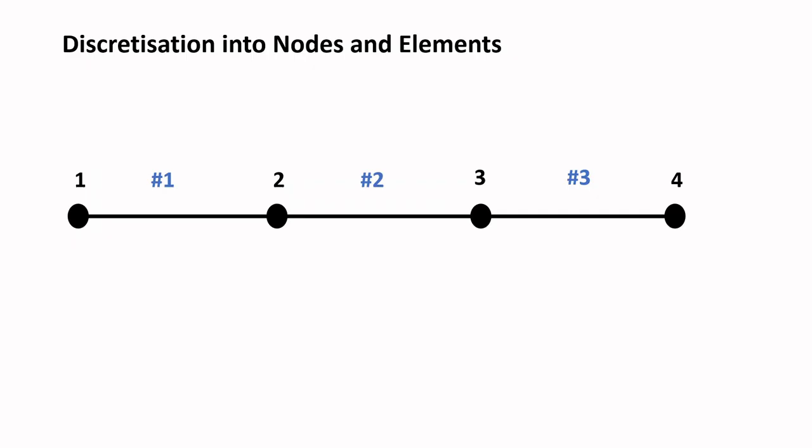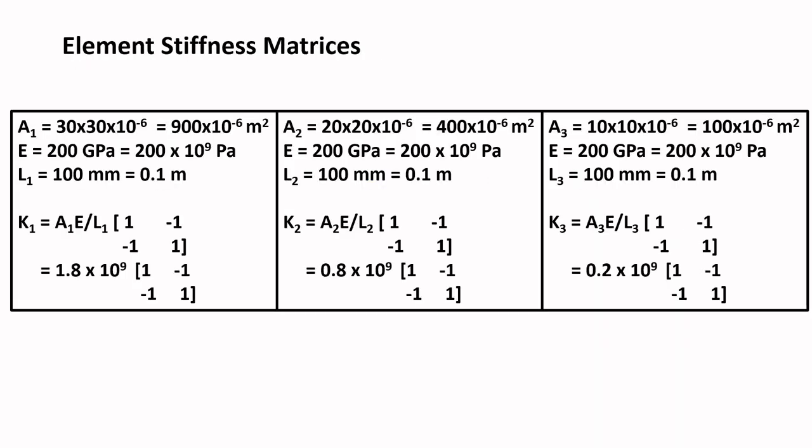So the first step is to discretize the given domain into nodes and elements. We are naming the nodes 1, 2, 3 and 4, and we are naming the elements 1, 2 and 3, and we are finding the element stiffness matrix.